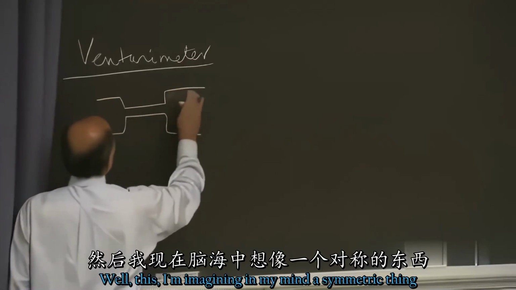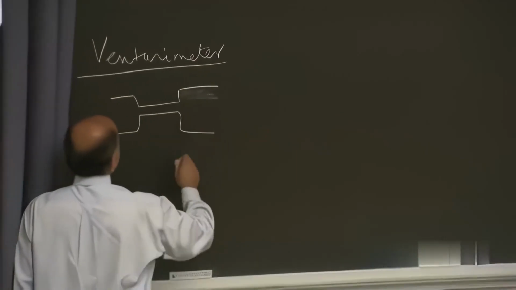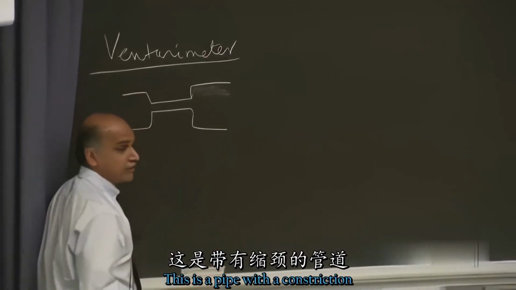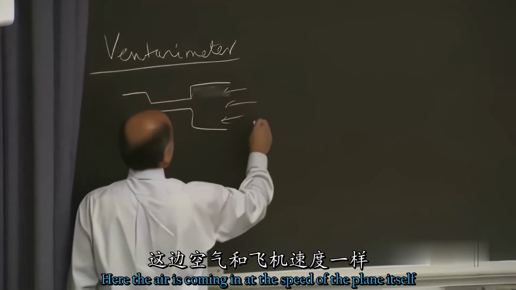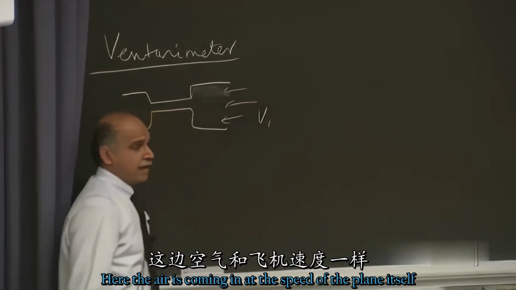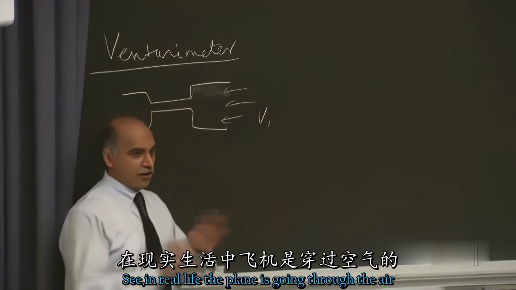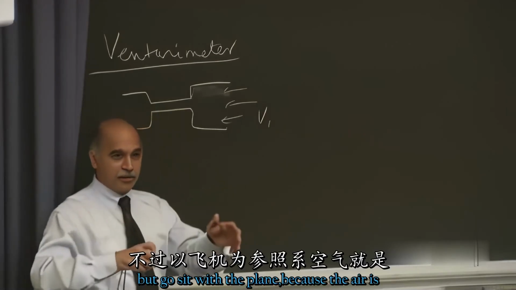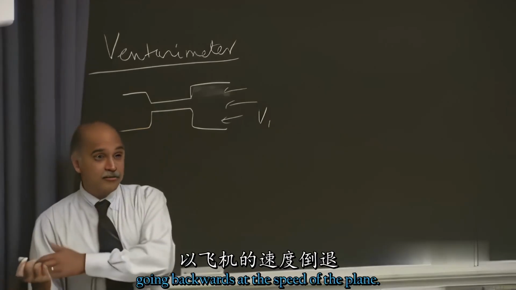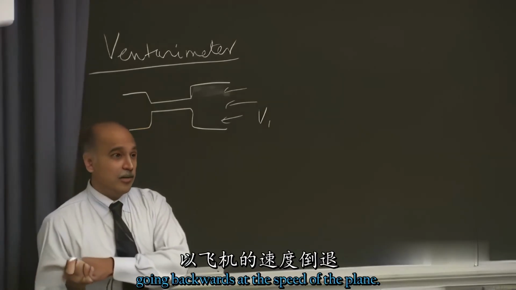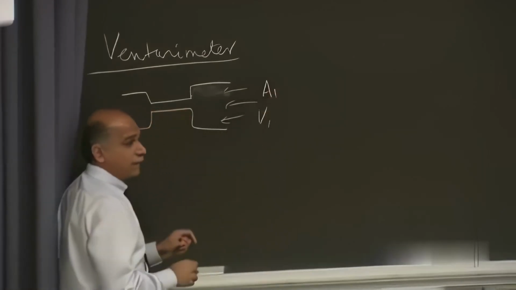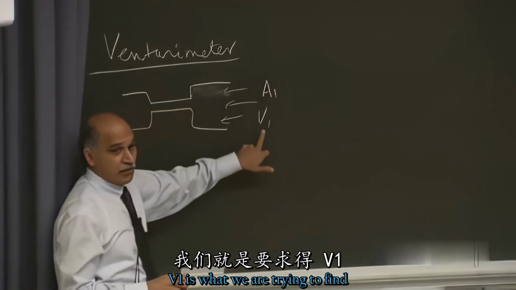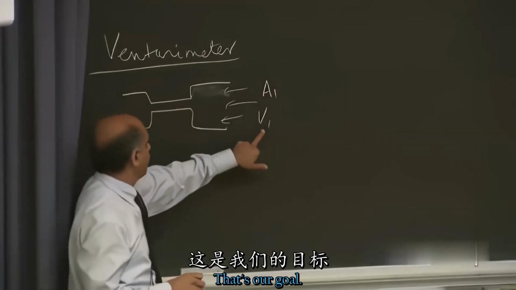Well, I'm imagining in my mind a symmetric thing. This is a pipe with a constriction. Here the air is coming in at the speed of the plane itself. See, in real life, the plane is going through the air, but go sit with the plane, in which case the air is going backwards at the speed of the plane. So that's a cross-section A1 here. V1 is what we are trying to find. I hope you understand. That's our goal.